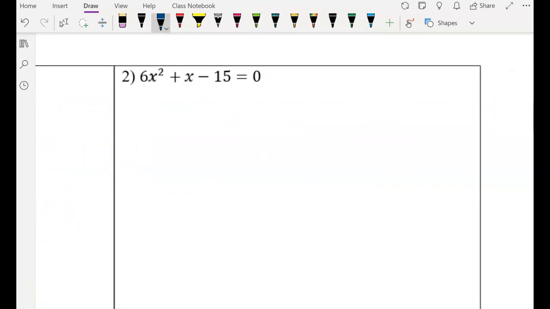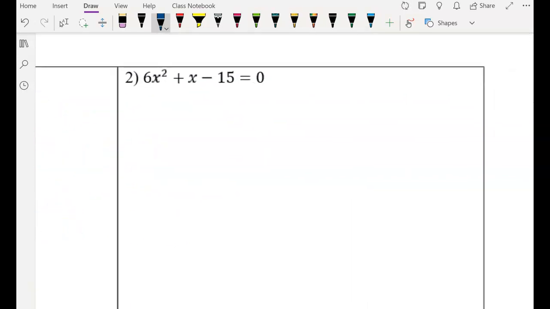Let's go do example 2. 6x squared plus x minus 15. And again, this is a trinomial, so let's see if we can factor this out. Now, the leading coefficient is 6, students, so I'm going to give you a quick refresher on how to factor a trinomial when the leading coefficient is not 1.